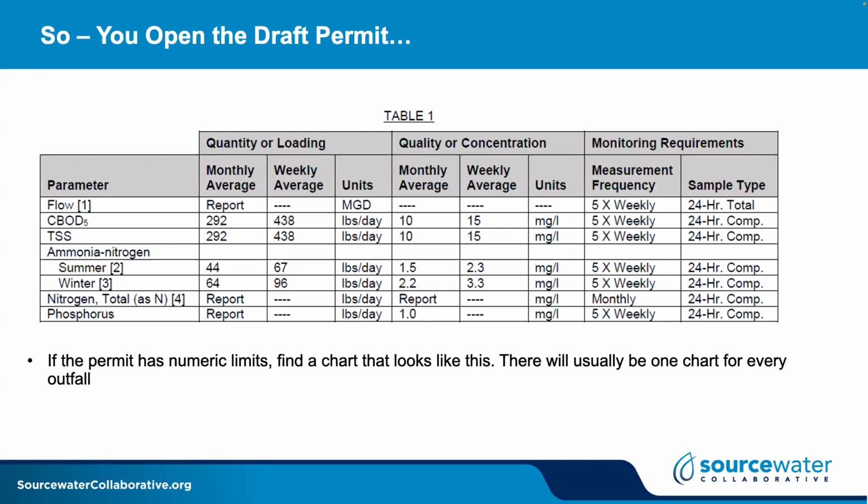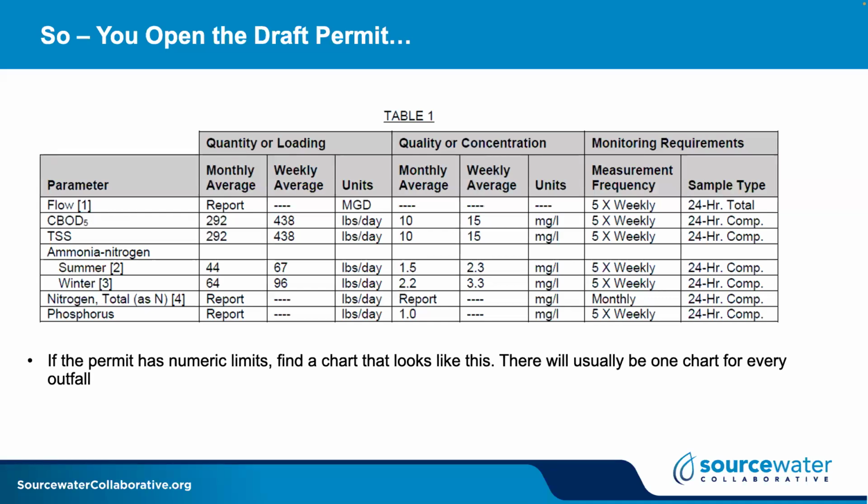If you're looking at a POTW, there's probably only one of these. There'll be a chart for every outfall, so every pipe that's going into that receiving water. An industrial facility might have 10, 20 different outfalls, so they'll have a chart for each one of those. And on top of the chart, it'll usually say what that waste stream is. Is it industrial process water? Is it industrial stormwater? Something like that.